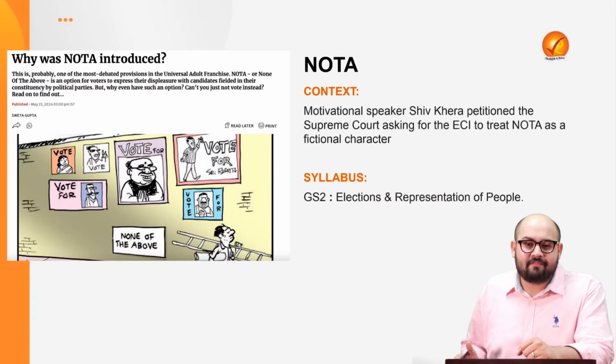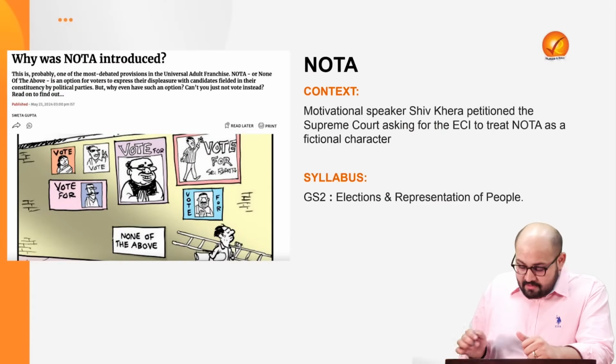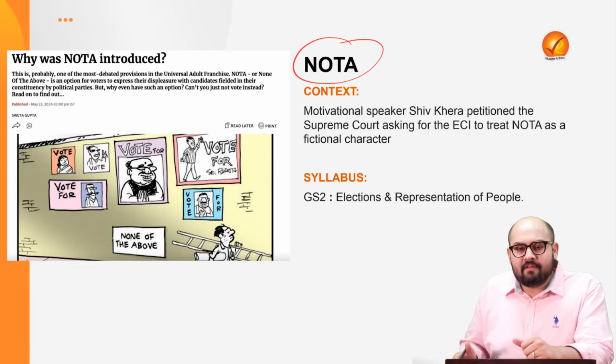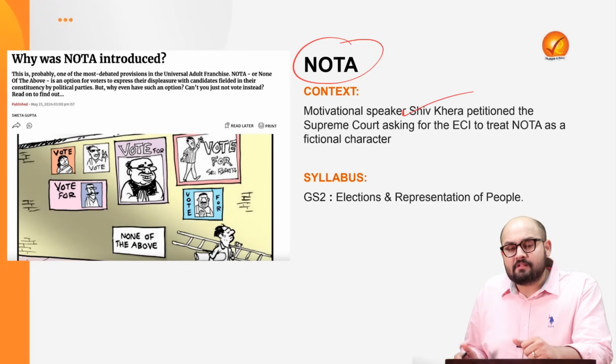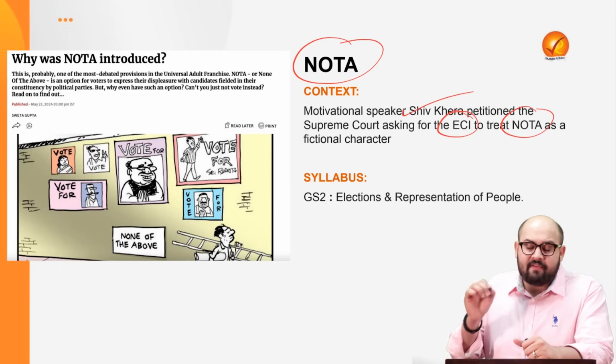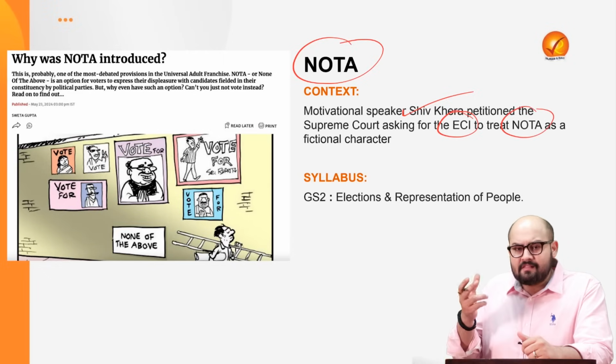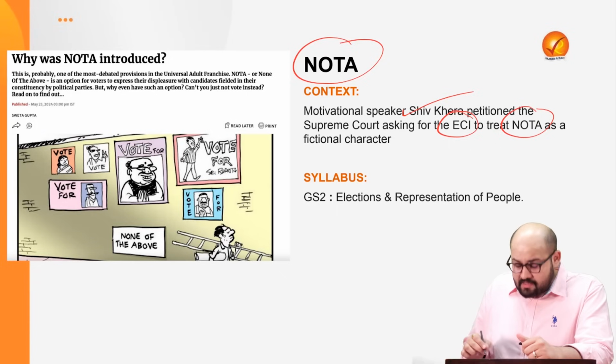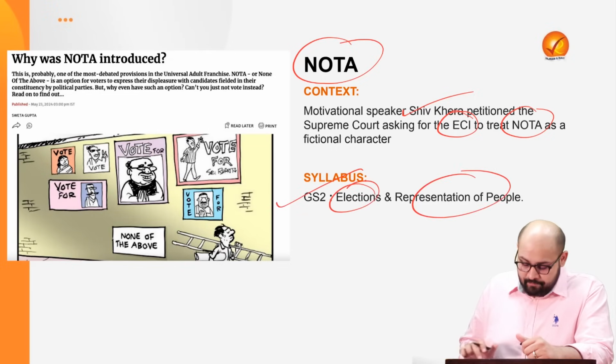So the first article is with respect to the option of none of the above in the Indian elections, that is NOTA. What happened recently is that a motivational speaker, Shiv Khera, petitioned the Supreme Court and said that the Election Commission of India should treat the none of the above option as a fictional character. We'll look into what this concept of NOTA is all about, what its importance is, and we'll also see what can be the way forward. Now this concerns GS2, elections and representation of people.